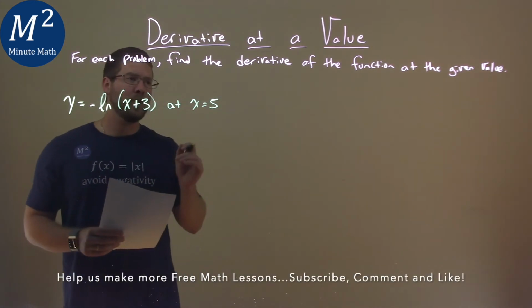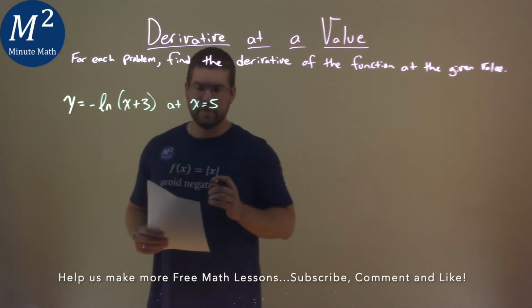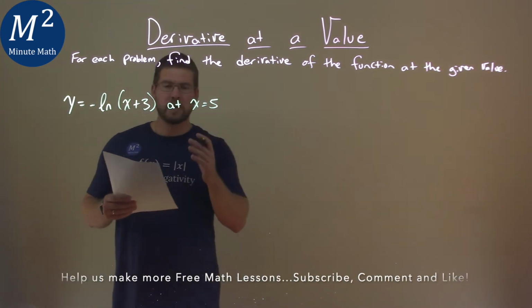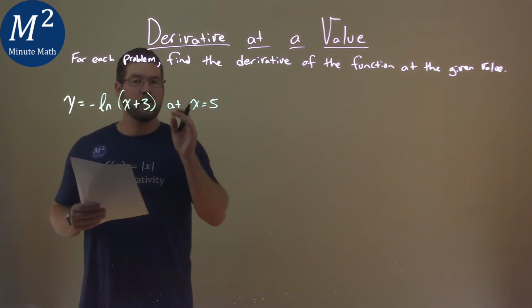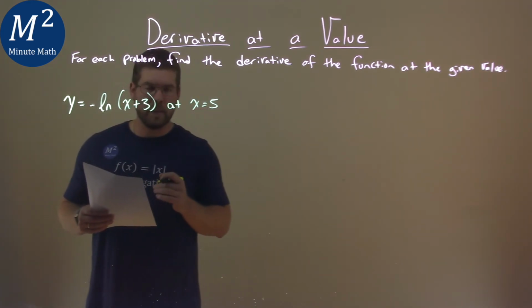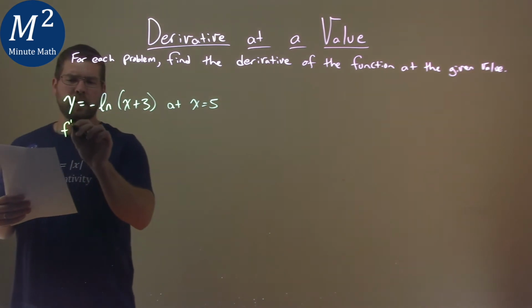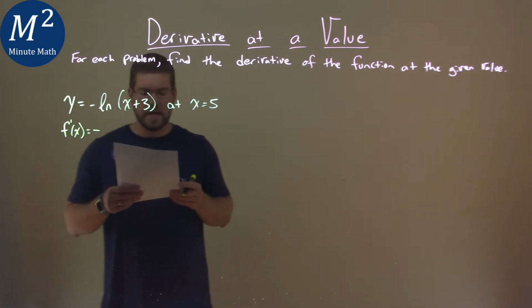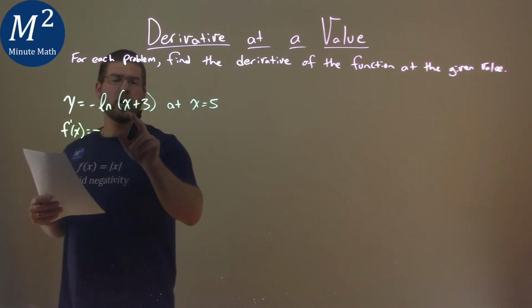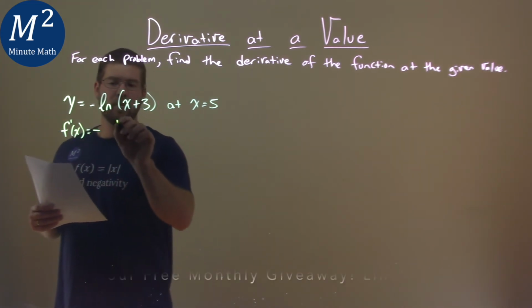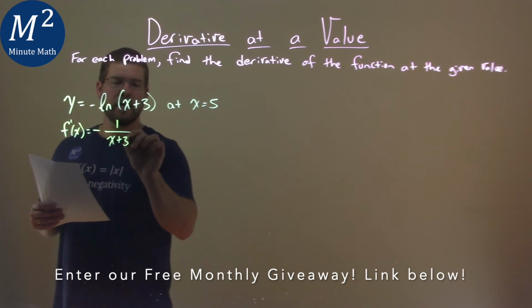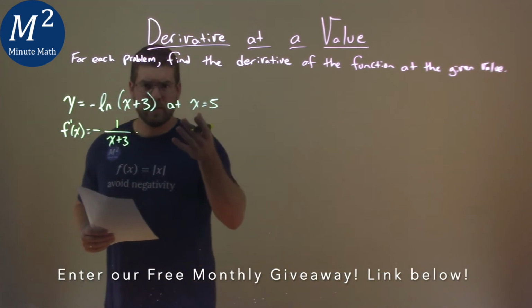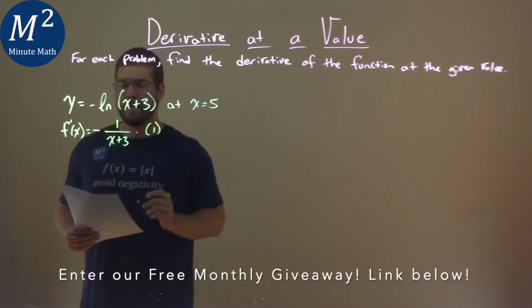We're given this problem right here, y equals the negative natural log of x plus 3, and we need to find the derivative at x equals 5. Well, our rule for the derivative of natural log, the natural log of u is equal to 1 over u times u prime. So let's go find the derivative here, f prime of x. Negative can really just stay out front. And we have 1 over u being the inside, so 1 over x plus 3 times the derivative of the inside. And the derivative of x plus 3 is just 1.